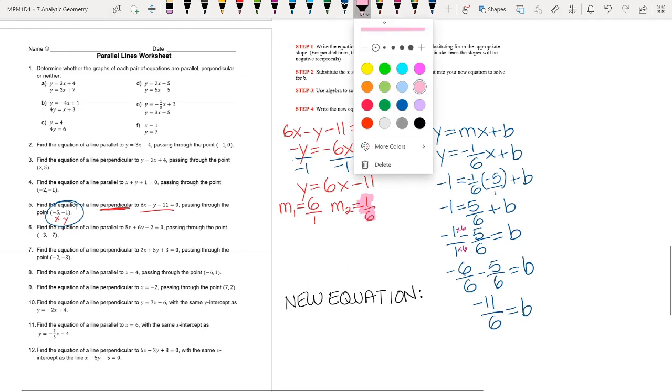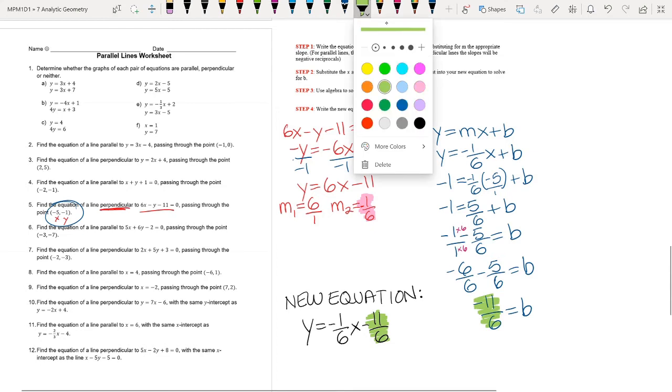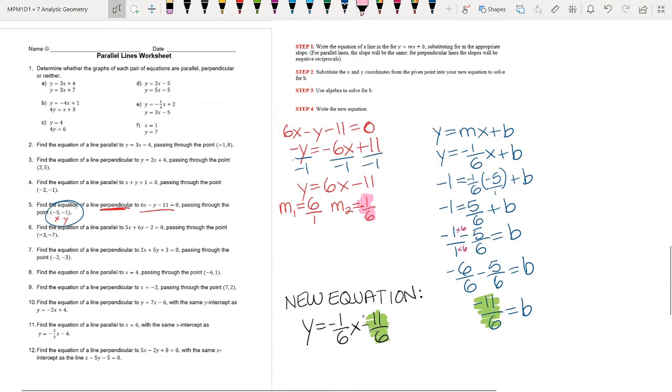And so that is my y-intercept, b. And now I can write my new equation, which is y is equal to negative 1 over 6 x subtract 11 over 6. And I'm going to again use my color coding just to be clear. This is my y-intercept. You can see where I got it from. And this is my slope. You can see where I got it from.